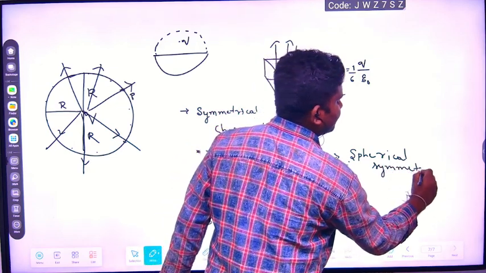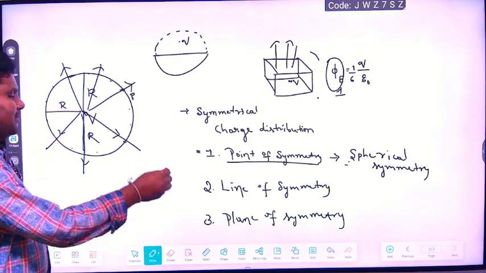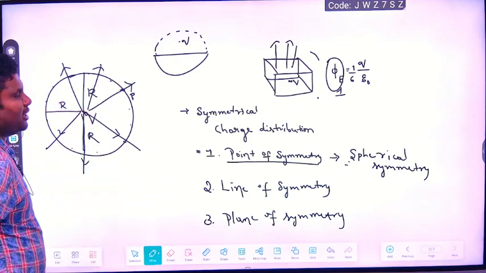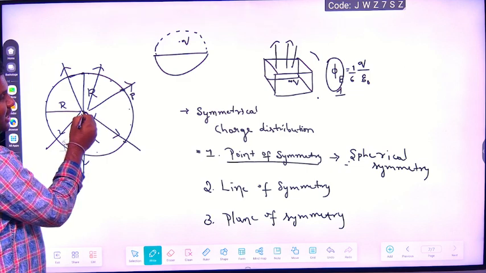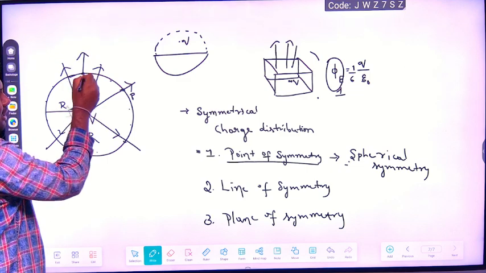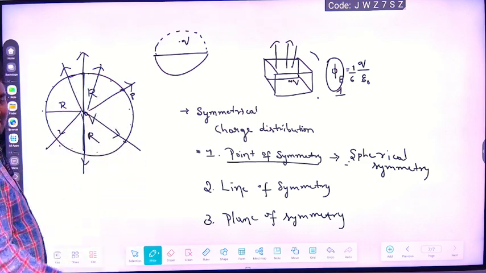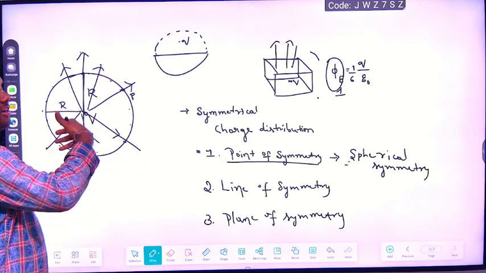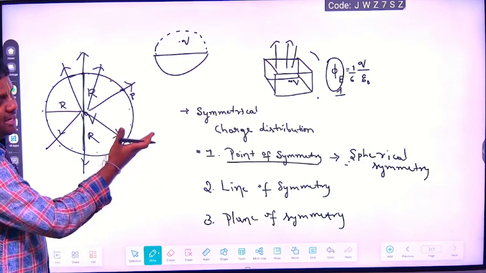Spherical symmetry will be there. Why spherical symmetry? You take any point on the spherical body, any point. The electric field lines moving through the point are equal compared to any other point on the surface. So the number of field lines passing is the same.